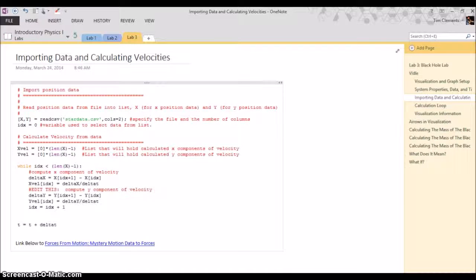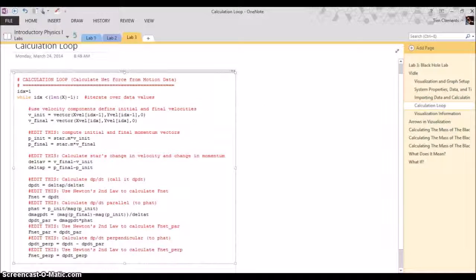Follow the link below if you would like to watch it on the class lectures page. In this while loop, the first half is used to find the x components of the velocity, and the second half is for the y components. I also use the same lecture as a guide for this calculation loop. Both of these first two sections are used to compute the star's changes in velocity and changes in momentum.